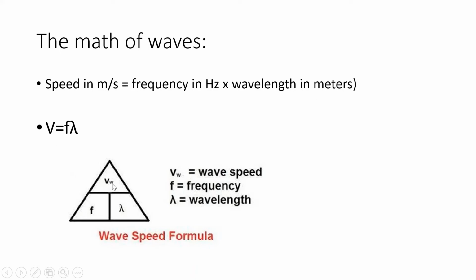Here's the formula. So if you want to find the speed and you have the frequency and the wavelength, you just multiply them together. Let's say you have the wavelength, then you'll need to divide the speed by the frequency. Or vice versa, if you're looking for frequency, you would need to divide the speed by the wavelength. So let's practice.